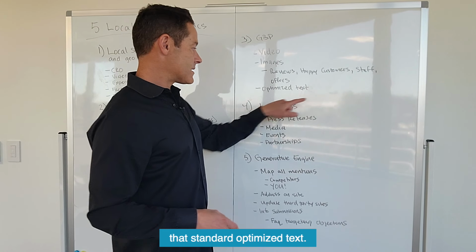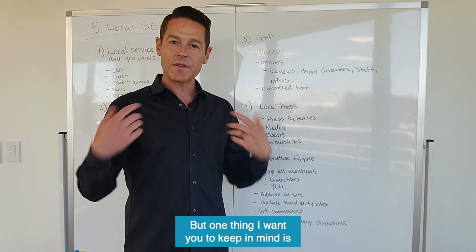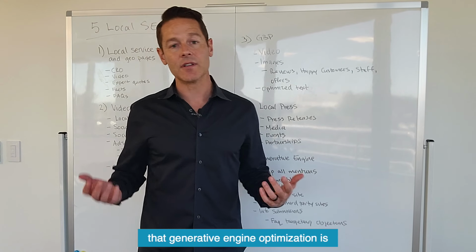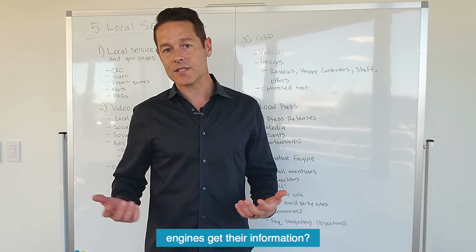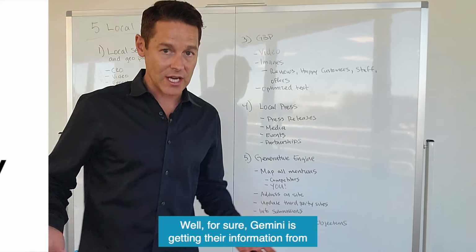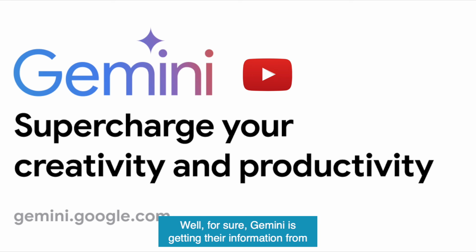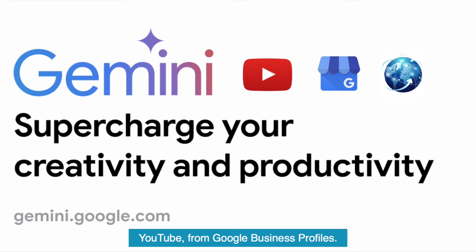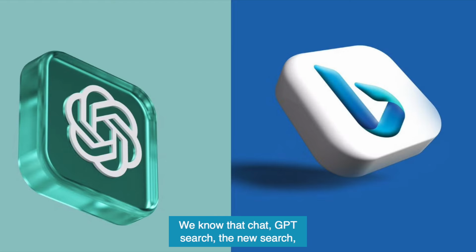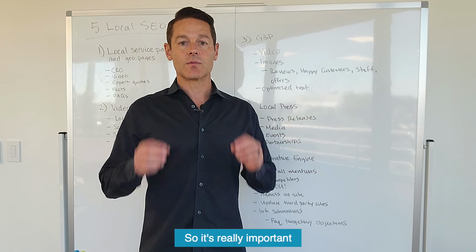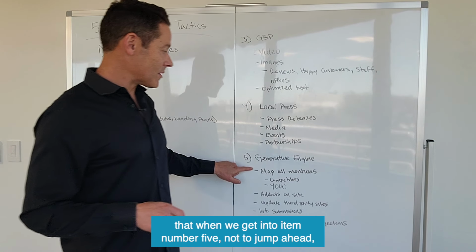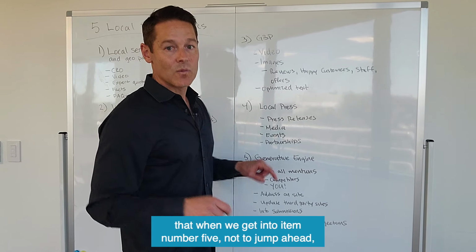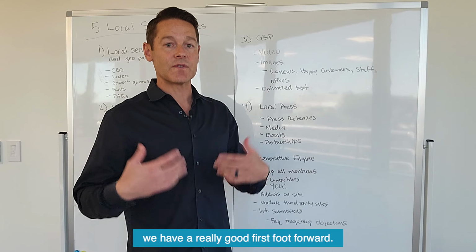In addition to that, standard optimized text. But one thing I want you to keep in mind is that generative engine optimization is coming onto the scene. And where do a lot of these generative engines get their information? Well, for sure, Gemini is getting their information from YouTube, from Google business profiles. They're getting their information from the web. We know that ChatGPT search, the new SearchGPT, is getting their information from Bing. So it's really important that we put the correct information out there so that when we get into item number 5, not to jump ahead, we have a really good first foot forward.